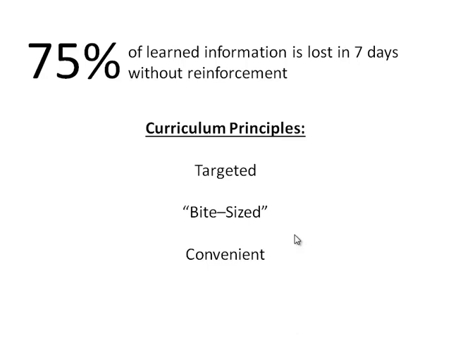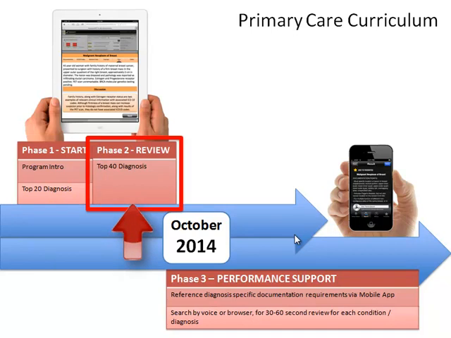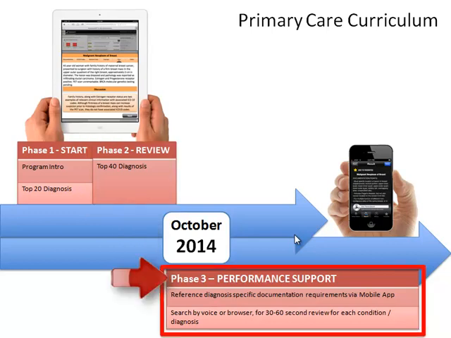physician's lifestyle. The primary care curriculum is divided into several phases. You are currently in phase 1, where you complete the introductory modules including this one. This should be followed by completion of the diagnosis training skills for the top 20 diagnoses and conditions for your specialty. Phase 2 should be completed closer to the October 2014 ICD-10 transition date. The goal here is to review the initial top 20 and review an additional 15 to 20 diagnosis-specific skills. Phase 1 and 2 should be completed before the transition date and can be reviewed again afterwards as well.